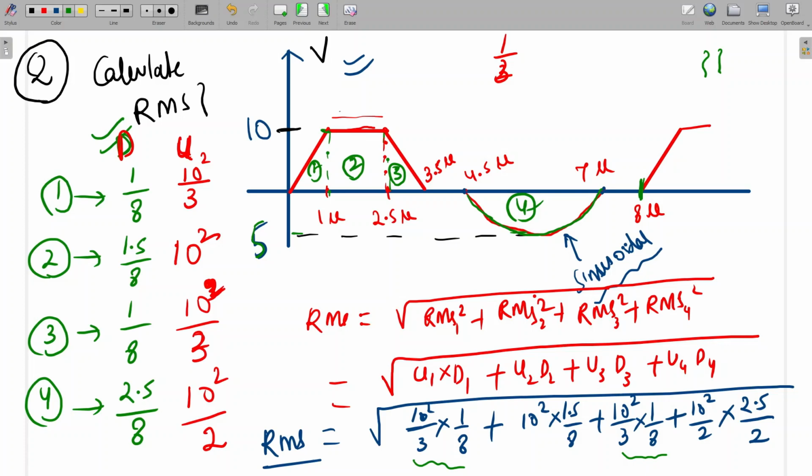10 square into 0.5 by 8, plus 10 square by 2 into 2.5 by 8. So final value, can anyone have calculated? So finally I am getting VRMS is equal to 6.535 volts. VRMS equal to 6.535 volts. Is everyone getting this value?